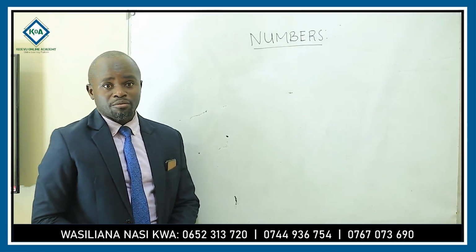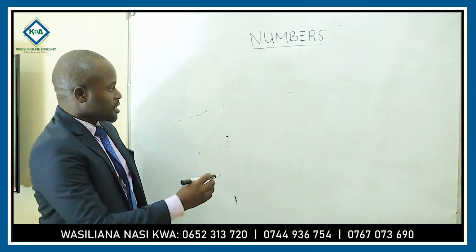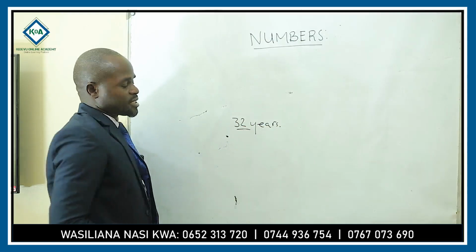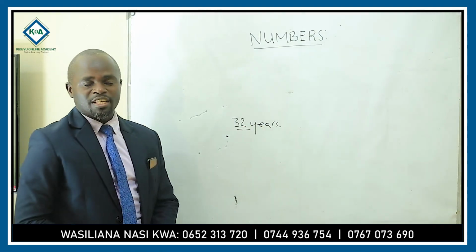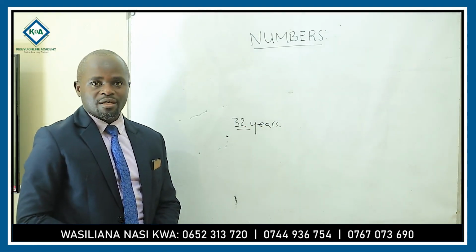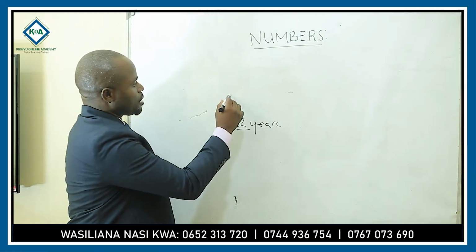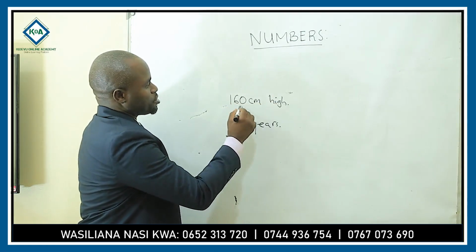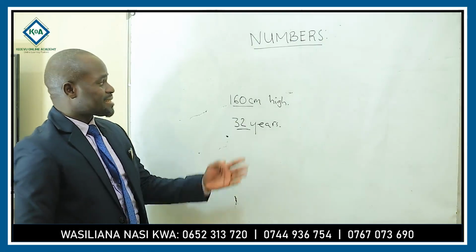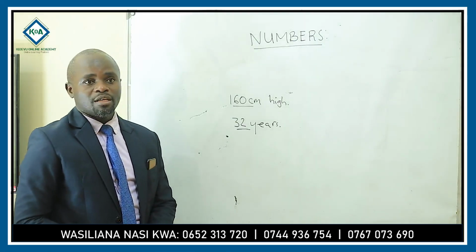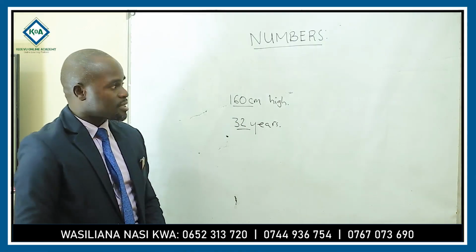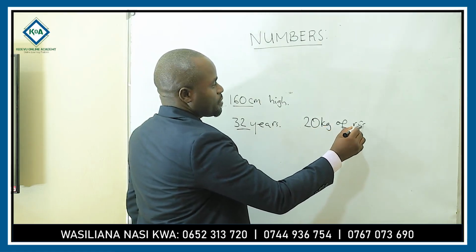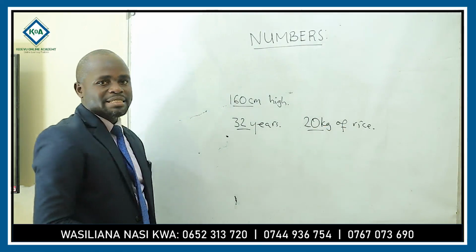For example, if you want to know your age, maybe your age is 32 years. Now, if it is 32 years, it means 32 here is a number. Or for example, if you take your body height, maybe you are 160 centimeters high. So 160 is a number. Or if you measure bags of rice, we have maybe 20 kilograms of rice. Now this 20 kilograms is a number.